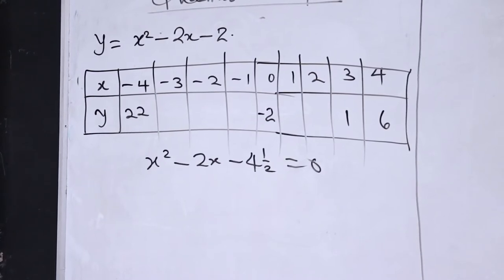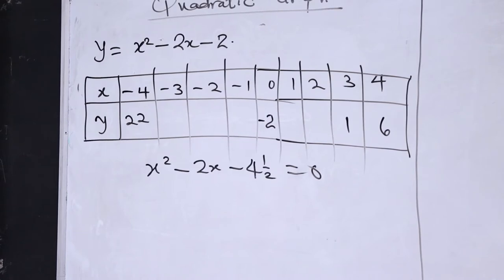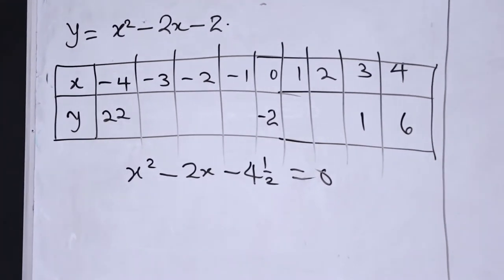The values of x for which x squared minus 2x minus 4.5 is equal to 0. 3. The equation of the line of symmetry of the curve. 4.